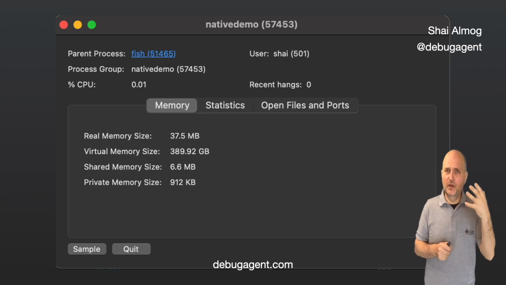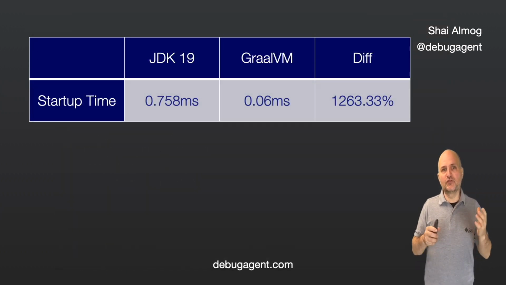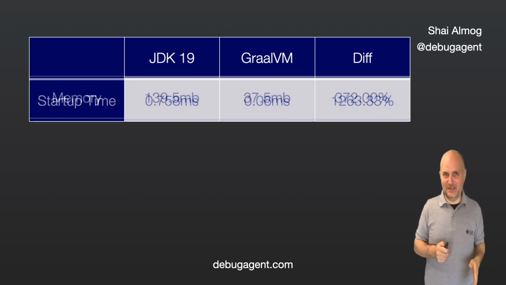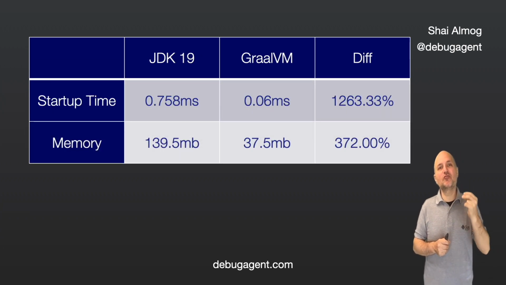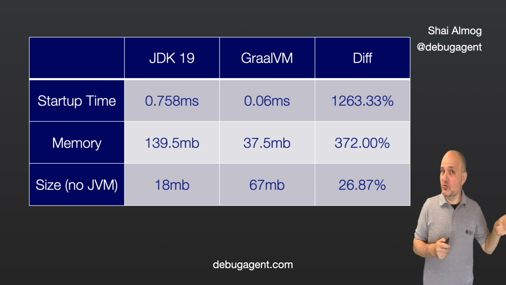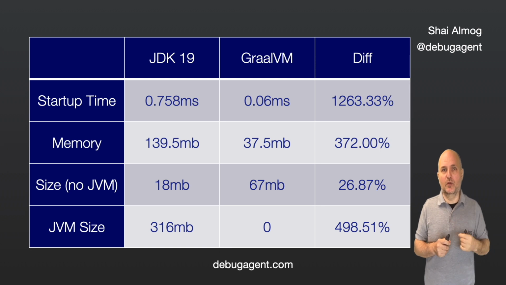Let's show this in a more readable table. These results might be hard to read. For convenience, let's go over them one by one. Startup time is 1,263% faster. That's fantastic. JDK 19 takes 372% more memory. The size of the application seems larger for GraalVM until you add the JDK to the mix.